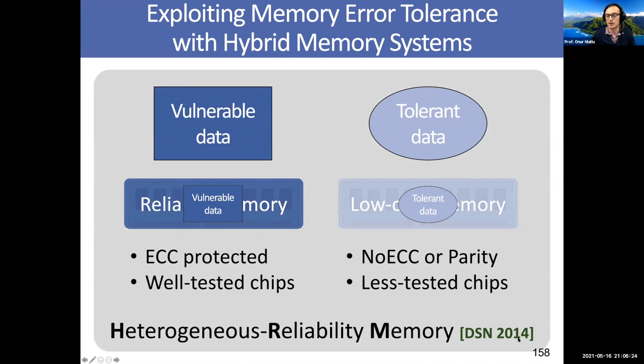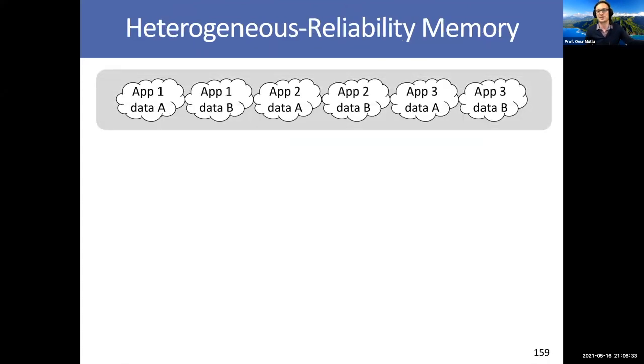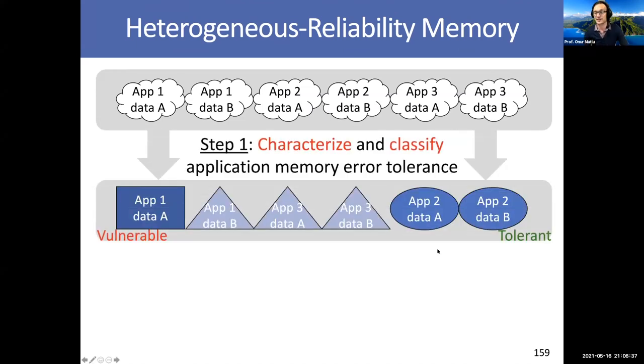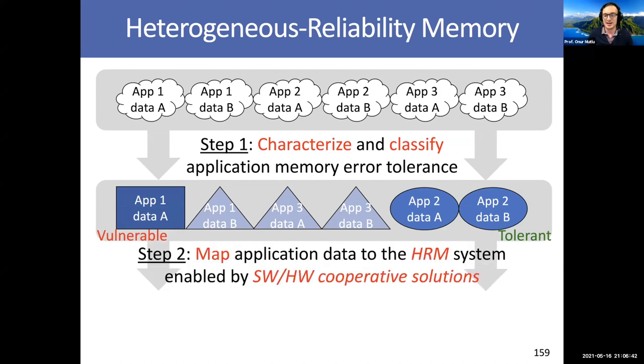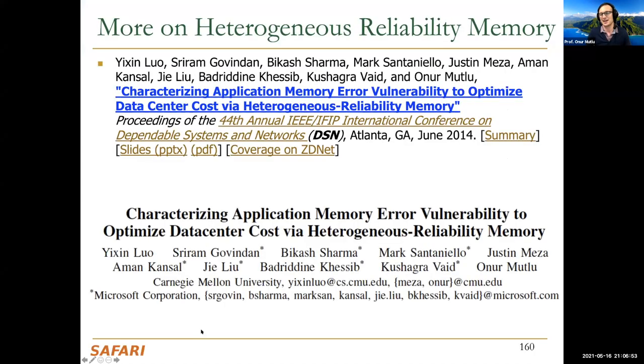And we did some work together with Microsoft where we showed that you could actually get good reliability while also reducing the hardware cost. But again, as I said, this is across the stack. Applications need to specify the error tolerance of different data or security vulnerabilities or security criticality. And then you need to map the application to the heterogeneous reliability memory system through hardware software cooperation. And of course, you need to design the devices to have different sorts of reliability. So if you're interested, again, there's more in this paper.